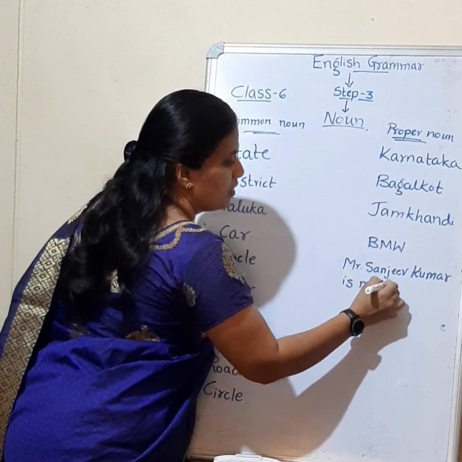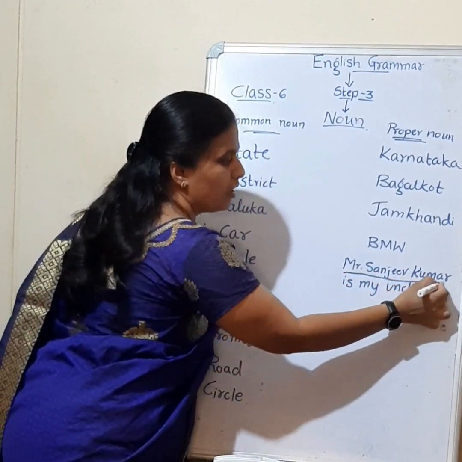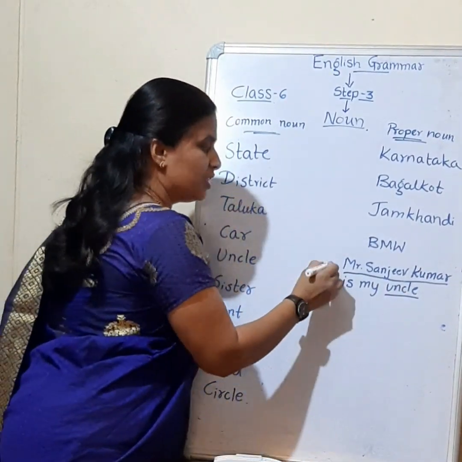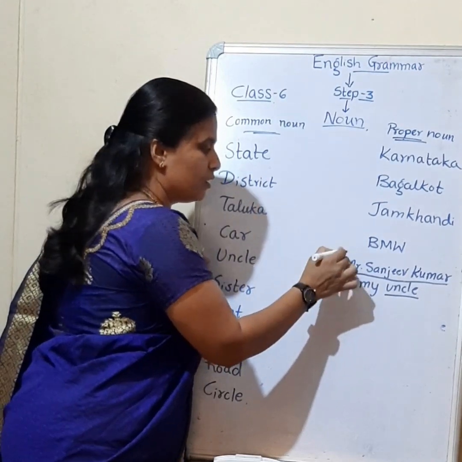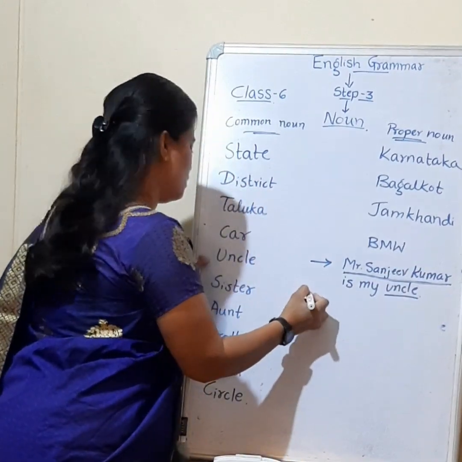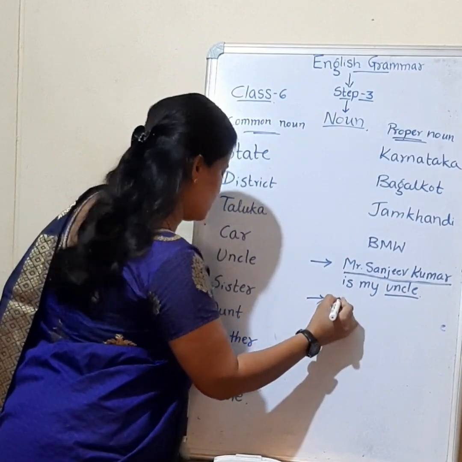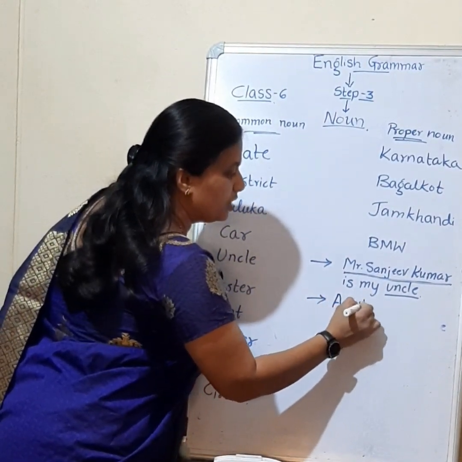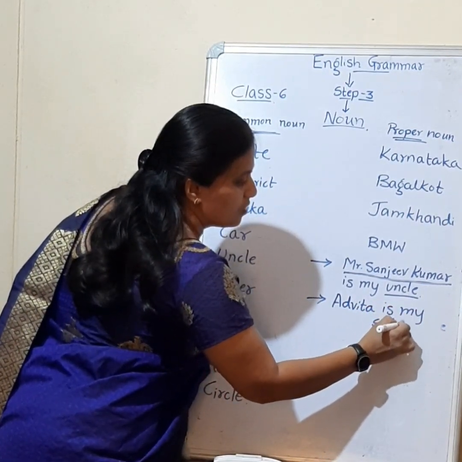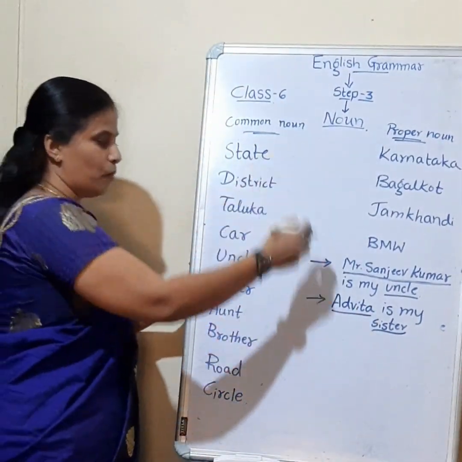is my uncle. So here you can see this Mr. Sanjeev Kumar is a proper noun. Uncle is a common noun. So I have written it in a sentence over here, but the particular proper noun in this sentence is Mr. Sanjeev Kumar. The next, sister. Okay, sister is a common noun. Let me use it again in a sentence. Advaita is my sister. So here sister is a common noun and this Advaita is a proper noun.